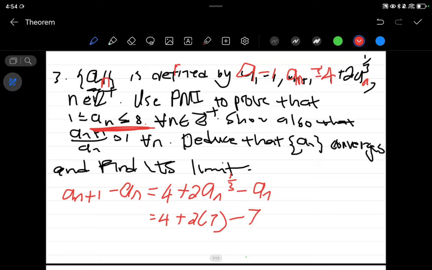0.83. So this is what I was interested in. We found something here. Is this value less than 0 or greater than 0? It's greater than 0, right? So what we know is that this thing is increasing. So we can say this: it's increasing.